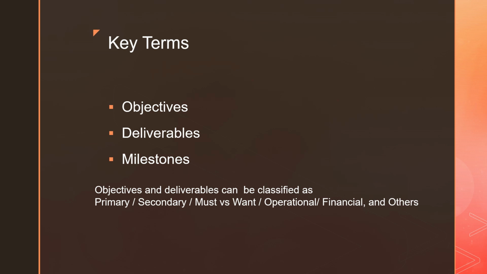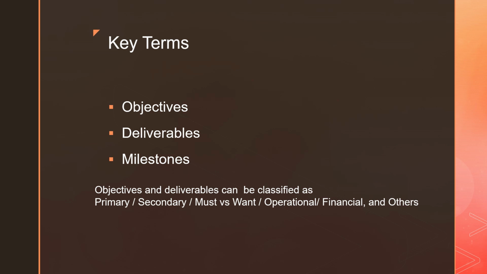Objectives can be classified into two as primary or secondary, based on the priority of reasoning, and why we should complete the project. There will be a primary objective to a project and also a secondary objective to a project.